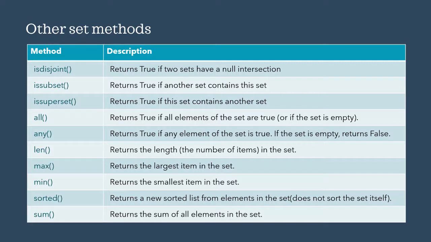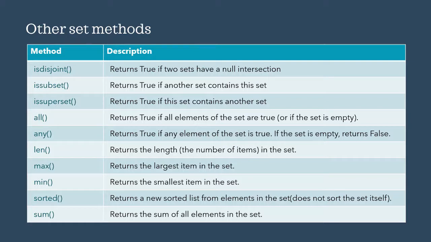The opposite of that is called issuperset. That is, if I write A dot issuperset of B, it will return true because A is the superset of B. That is, if B is the subset of A, then A will be the superset of B. So issuperset will return true if this set contains another set.